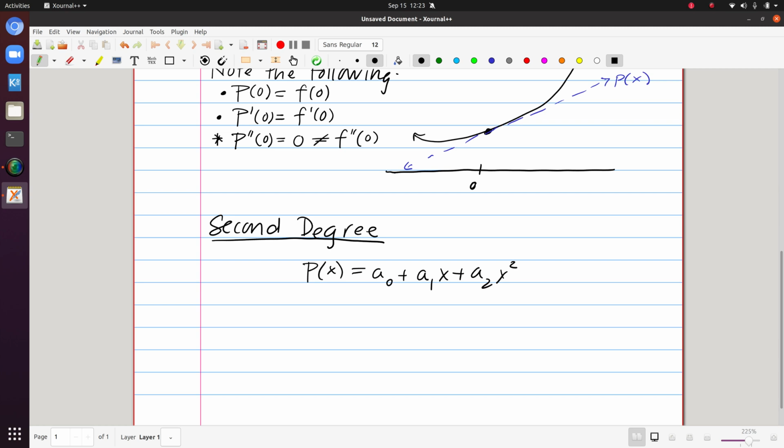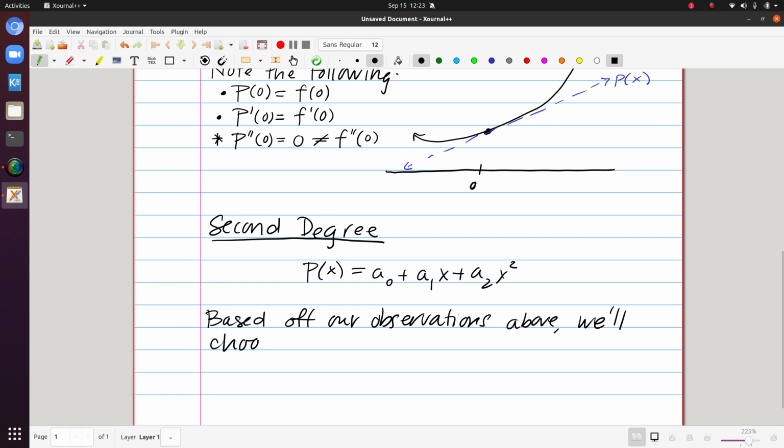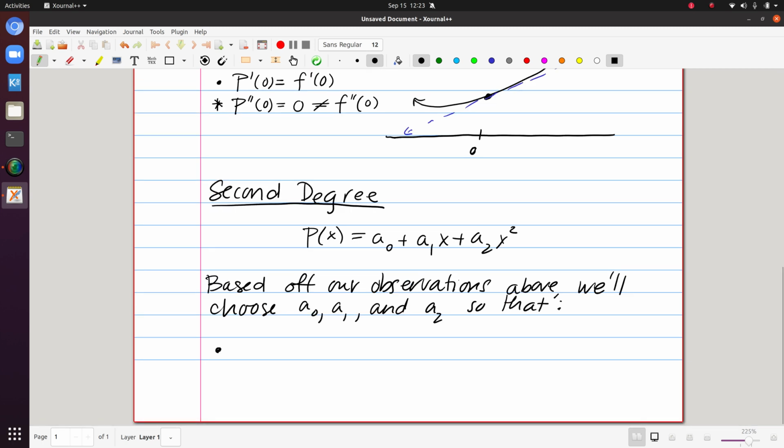So based off of our observations above, so meaning with the tangent line, we'll choose those coefficients, so a sub 0, a1, and a2, so that I can satisfy some of the same nice properties of the tangent line. So first of all, let's ensure that p of 0 is equal to f of 0.